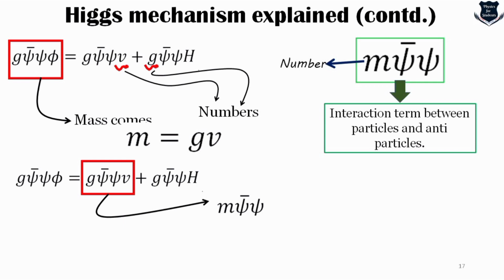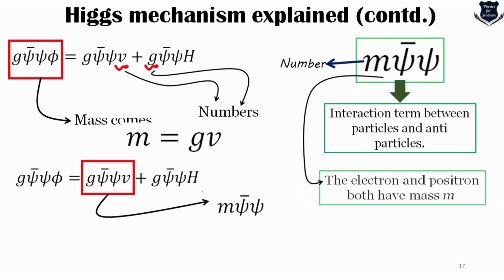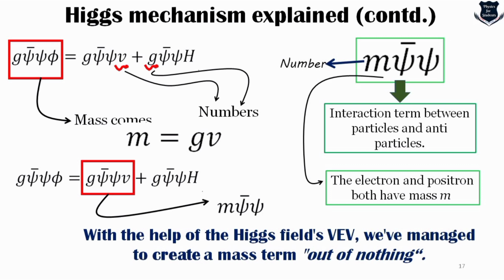This is the interaction term between the particle and the anti-particle. This actually gives the electron and positron, just to name them, which both have mass m. So with the help of the Higgs field's VEV that I was talking about, the V, that is the vacuum expectation value, we have managed to create a mass term out of nothing. So this is how the Higgs field gives mass to the particles. That means the more they interact with the Higgs field, the more and more mass the particles will gain.